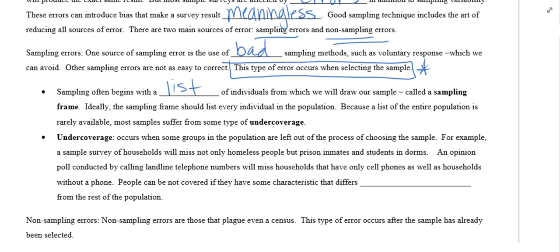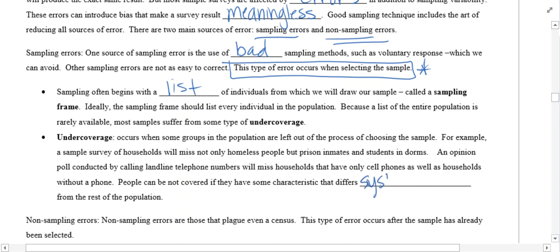For example, a sample survey of households will miss not only homeless people, but prison inmates and students in dorms. An opinion poll conducted by calling landline telephones will miss households that have only cell phones, as well as households without a phone. People cannot be covered if they have some characteristic that differs systematically from the rest of the population.